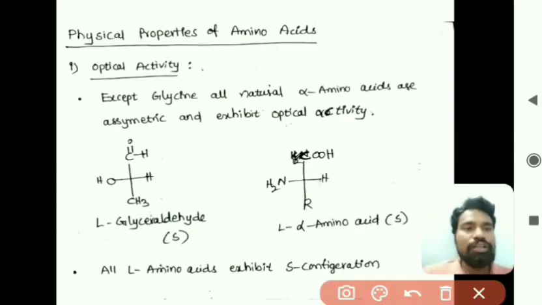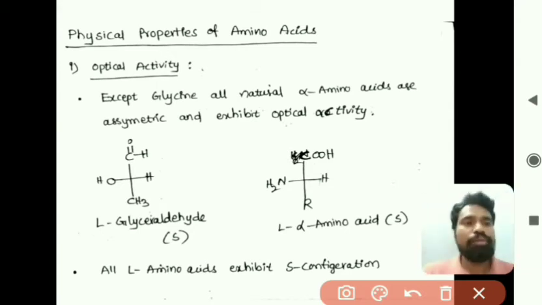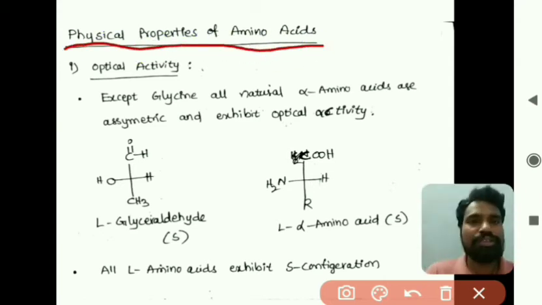So these are the four major preparation methods of amino acids. One is from alpha halo acids, second one is malonic ester synthesis, third one is Strecker synthesis, fourth one is phthalimido malonic ester synthesis. So next we are going to discuss the physical properties of amino acids.